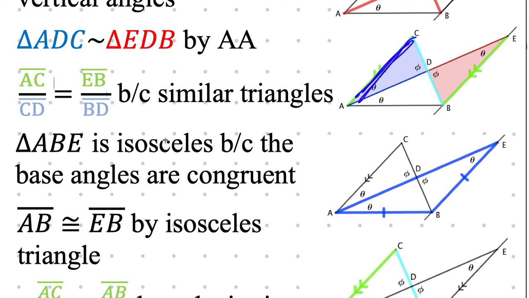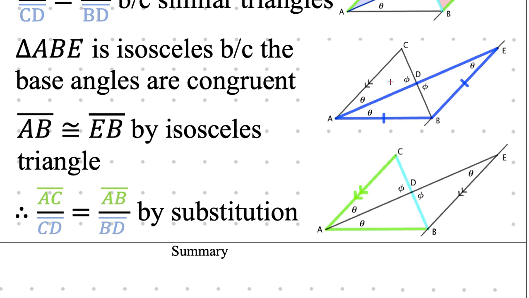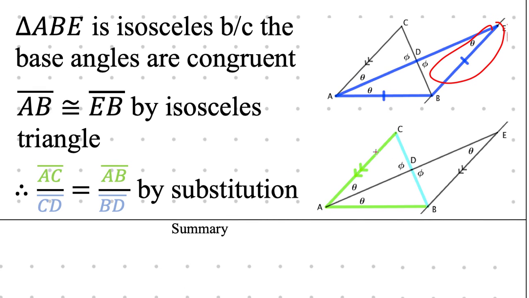Triangle ABE, this triangle right here that I've outlined in bold blue, that triangle is isosceles because these two base angles are the same. Since those two base angles are the same, now I can say, well, that must mean that this line segment and this line segment are congruent. They must be the same length. That's the definition of what an isosceles triangle is. And therefore, I've converted this line segment into this line segment, and I can therefore say, yes, AC divided by CD is equal to the same proportion as AB to BD.